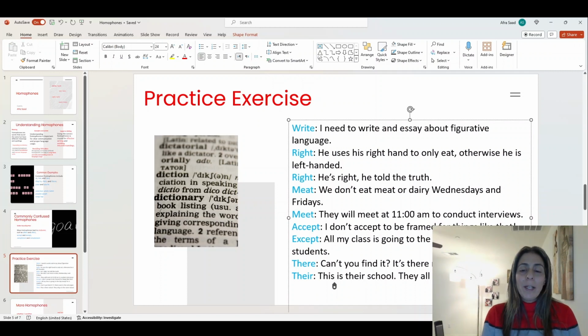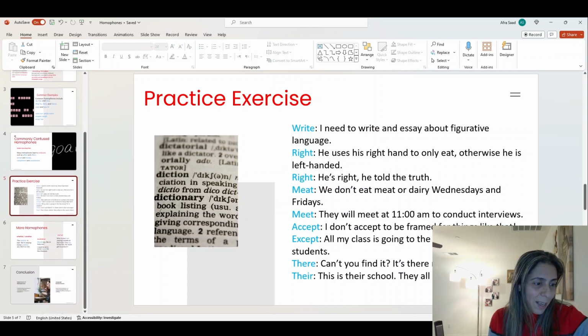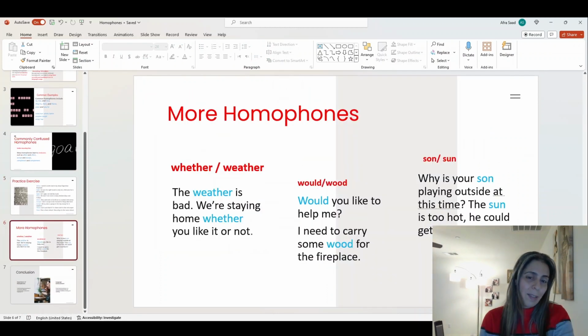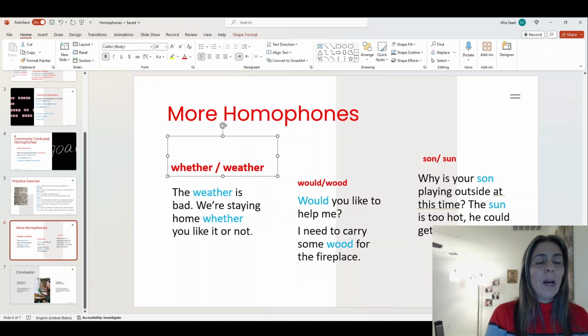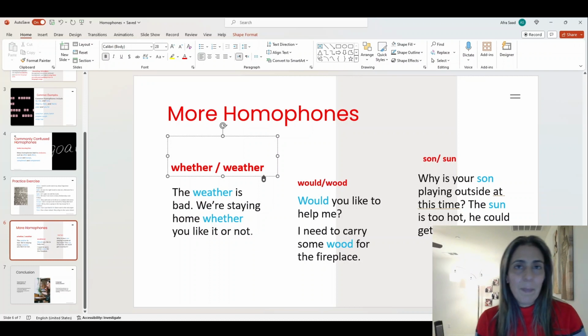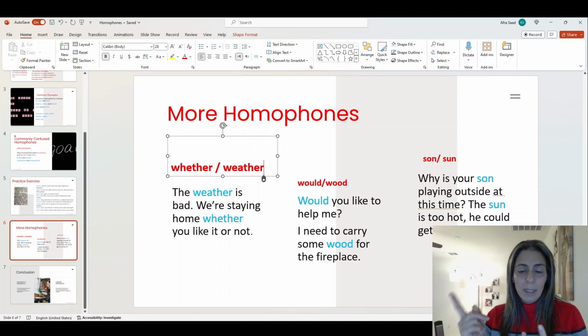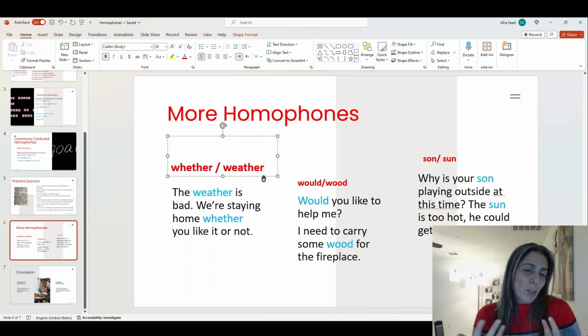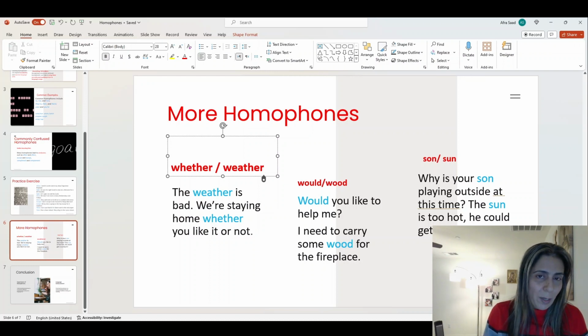All right, so I hope now you have a better idea of homophones. Let's take just one more slide with 6 more homophones and we'll be all good, okay? The weather is bad. We're staying home whether you like it or not. So we are talking about weather, this, and whether, this. Now, this weather means the state of the climate. It's cold, it's raining, it's snowy, it's sunny, it's warm, it's windy. So states of weather, how climate is working right now at this moment.